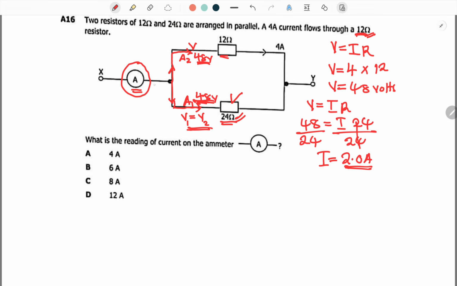Now they're saying, what are you going to see here? So you need to calculate the current for the whole thing. The current which was going this side was 4 amperes. Then the one which is going this side is 2 amperes. So this is going to be 4 plus 2, which gives us 6 amperes. This is what you're going to see on the ammeter.